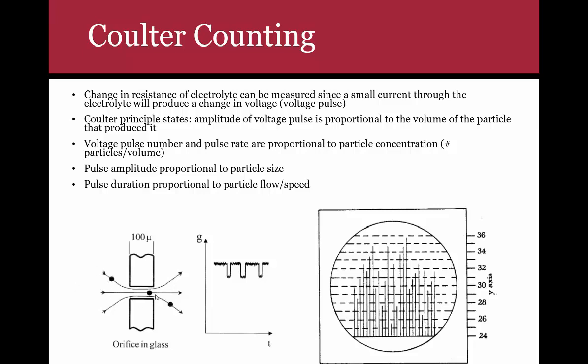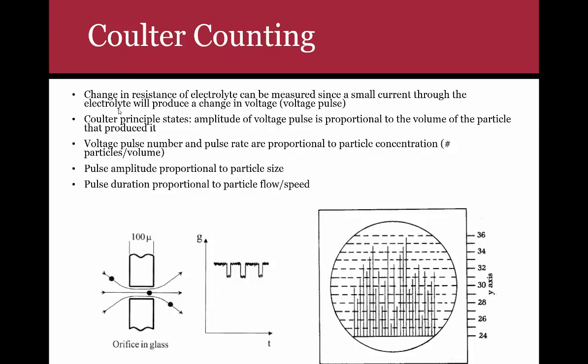If you have more particles going in per unit time, that means you have a higher concentration of those particles, which means that you can sense that because you're going to get consecutive spikes in voltages. So that's the other thing that comes out of it. Also, the pulse duration, like I mentioned before, is proportional to particle flow or speed.